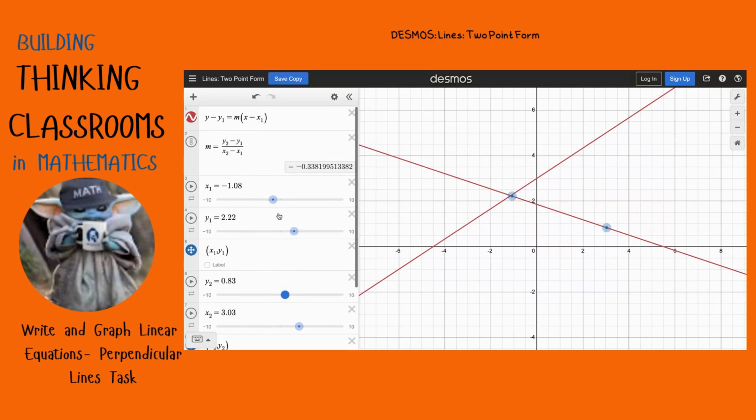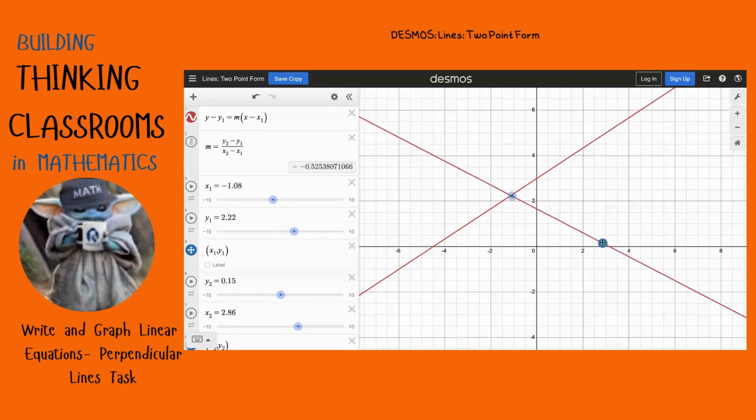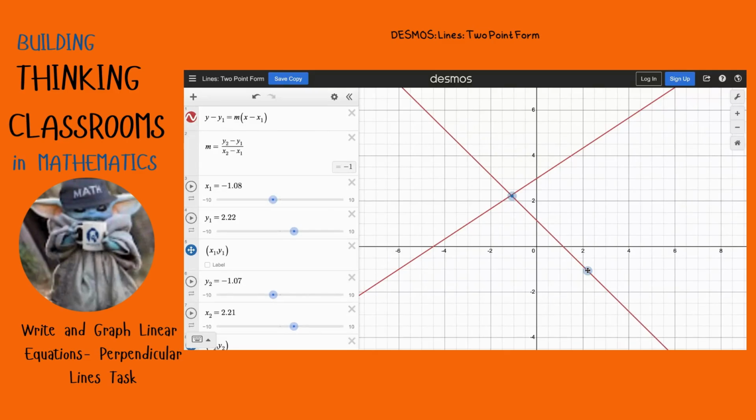And what we can do is manipulate one of the points on here to try to get our slopes or our equations to be what we consider perpendicular. Now, when we do that, you're going to notice what happens with the slope. This ties in and shows us a relationship: for two perpendicular lines, if you multiply their slopes, you will get a product of negative 1.